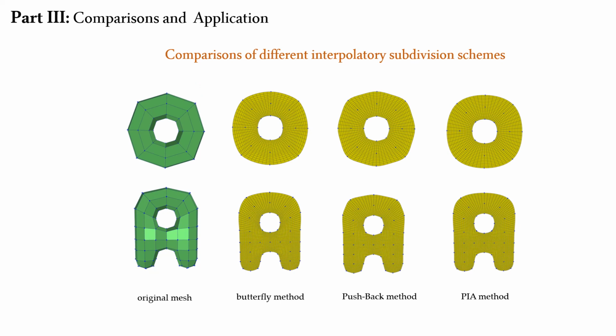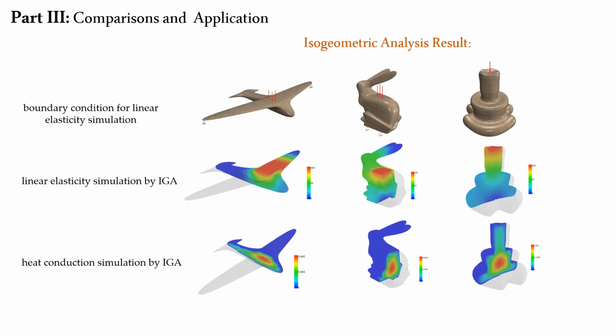Here we show the comparisons between our method and the pushback method. We can see that the results of the PIA method are smoother, while the pushback method is more flexible because of its variable parameters. Finally, because the result of our method is very easy for imposing the Dirichlet boundary conditions and has multi-resolution property, it is very suitable for isogeometric analysis.